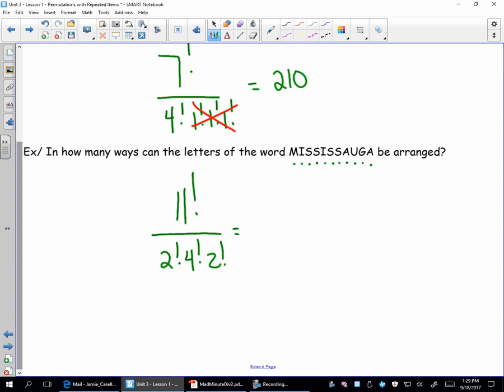Now be careful here. We're going to use brackets. Okay, we want to figure out what that bottom number happens to be. If you do this properly, you should end up with 415,800.